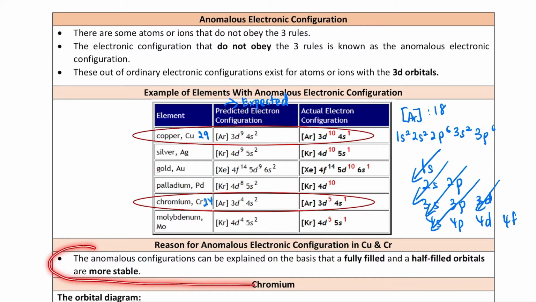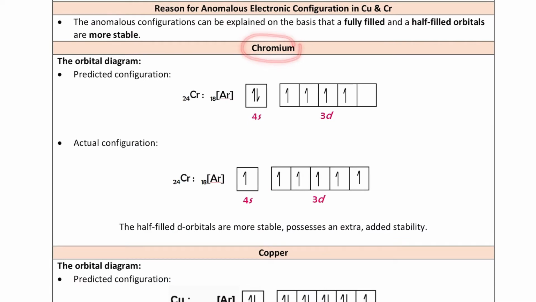for our case. Okay, so reason dia dekat bawah ni. Okay, soalan selalu tanya. So, please make sure you remember the reason. Dia kata the anomalous electronic configuration can be explained on the basis that a fully filled and a half filled orbital are more stable. Okay, so fully filled half filled orbital lebih stable sebab tu dia jadi macam tu. Okay, so jom kita tengok chromium dulu. Okay, nak bagi faham yang apa benda yang dia cakap ni.